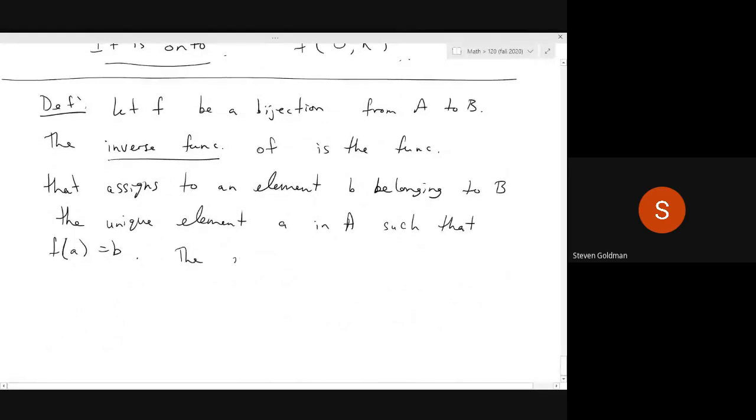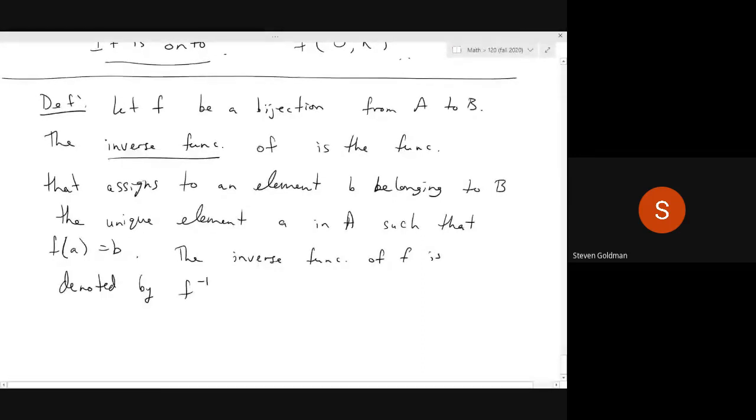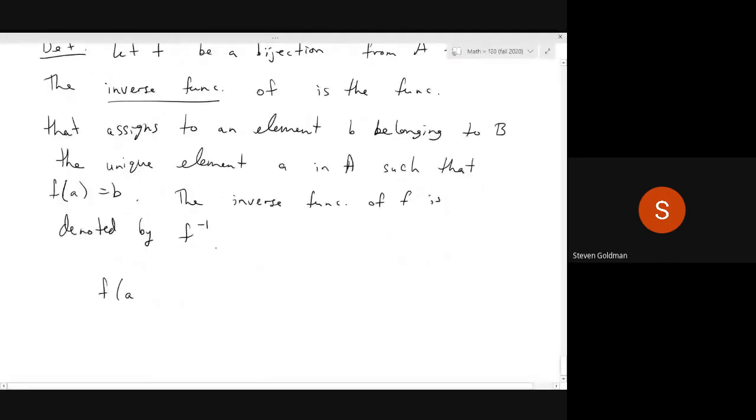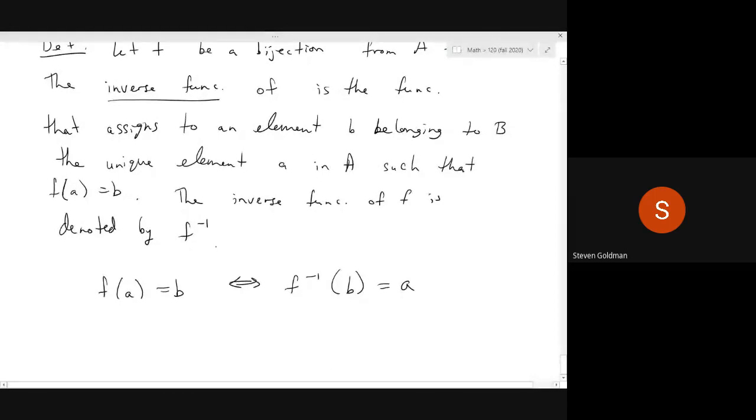The inverse function of f is denoted by f to the -1. So in other words, if we know that f of a equals b, then the inverse function does the reverse. So f inverse of b equals a.